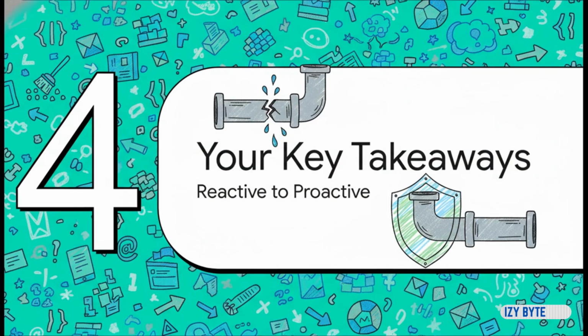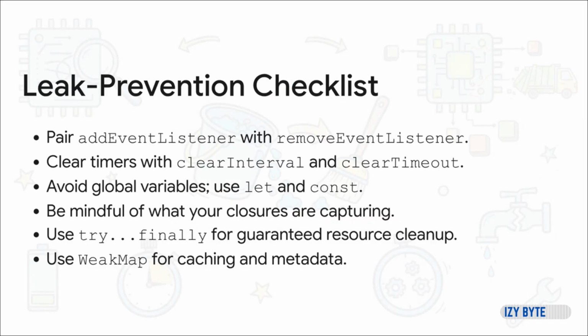So we've covered the common culprits and some really powerful solutions. Let's pull this all together now and really focus on shifting our mindset from being reactive, fixing leaks after they happen, to being proactive and preventing them from the start. And here it is. This is your practical, everyday leak prevention checklist. Honestly, just building these 6 habits into your coding routine can eliminate the vast majority of memory and resource leaks from your code. Think of this as your guide to writing cleaner, way more efficient, and much more reliable apps.